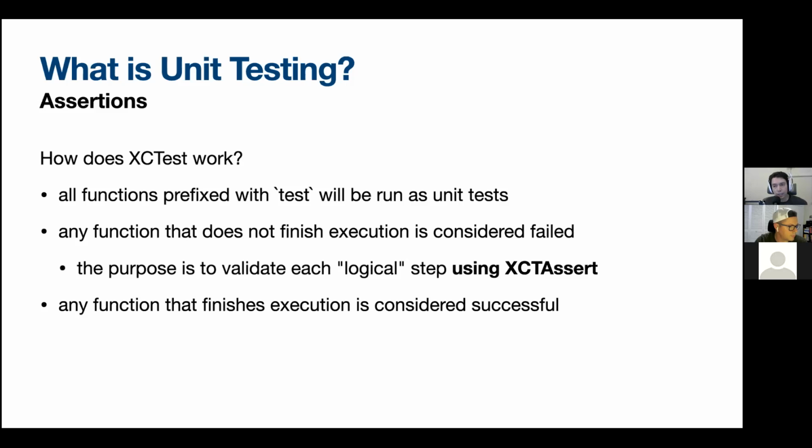Xcode provides us an environment called XCTest. And in that environment, all functions with the prefix test will be run as unit tests. Any function that doesn't finish execution because it failed an assert is considered a failed function. And the purpose in the end is to validate each logical step, right? Did I download this? Yes. Did I parse it to JSON? Yes. Did I send it to the correct object? Yes. If any of those steps fail, that's a regression and the unit test will fail.